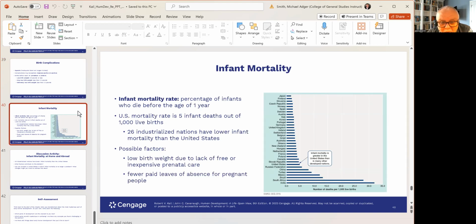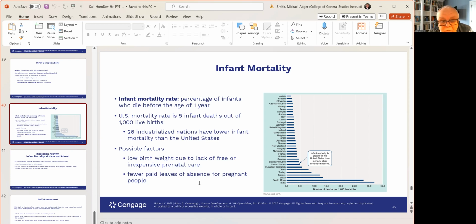Infant mortality rate is the percentage of infants who die before the age of 1 year old. The U.S. mortality rate is 5 infants out of 1,000. So where are we? We're close to the bottom. And 26 industrialized nations have lower infant mortality than the United States. That's all these here. The worst places to live would be Russia, or worse than us, China, Turkey, Mexico, Brazil, South Africa. India has the worst. They have like 33 per 1,000.